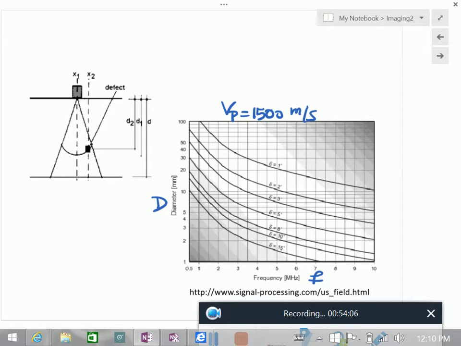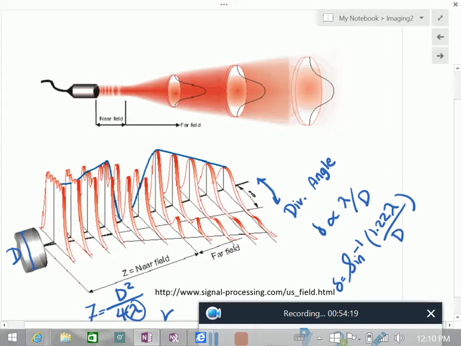So how wide is the initial beam? Is it as wide as the transducer? A little bit smaller, but you can approximate. Yes, exactly. It is slightly smaller than the transducer, and then it spreads.